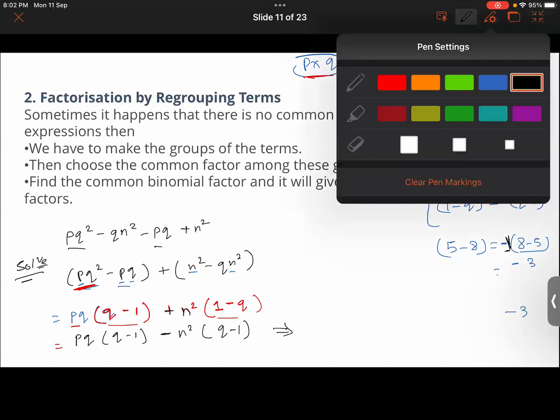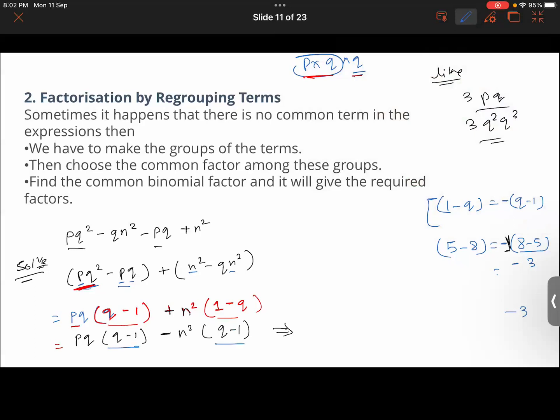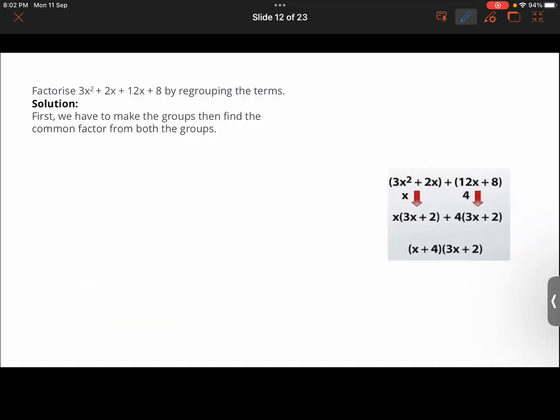Now what is the common term? This q minus 1 is common in both the terms now. So it can be written like this: pq minus n square into q minus 1. Is that clear? Yes, sir. This is how you can write it down: pq minus n square into q minus 1. Hope that is clear. Okay, so let's solve a few questions then.